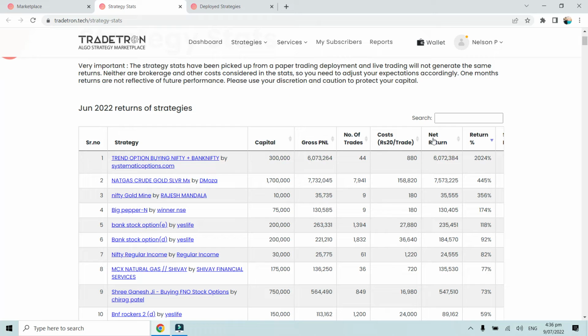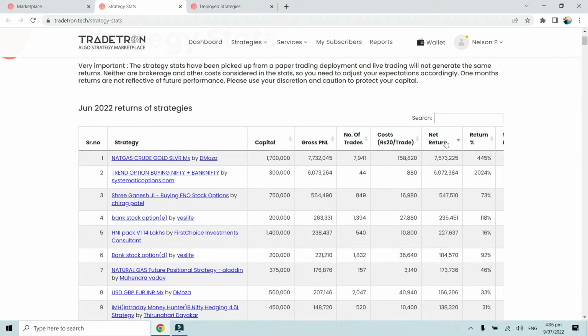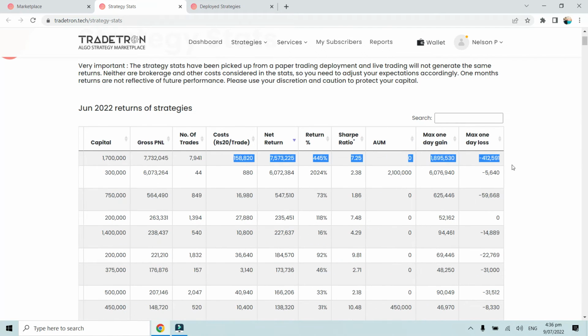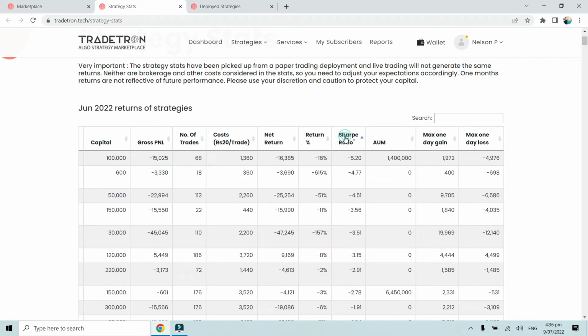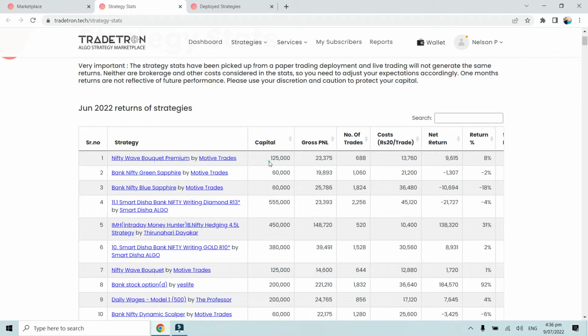So if you want to check the strategy based on net return, which strategy has given the highest returns, then you can filter it over here. At the same time, you can check by Sharpe ratio. So in terms of Sharpe ratio, which strategy has performed the best in this particular month, you can filter out according to this. You can also filter by other parameters also. So all these columns have filters over here. So you can actually filter by the parameter that you want, and you can check the trades.